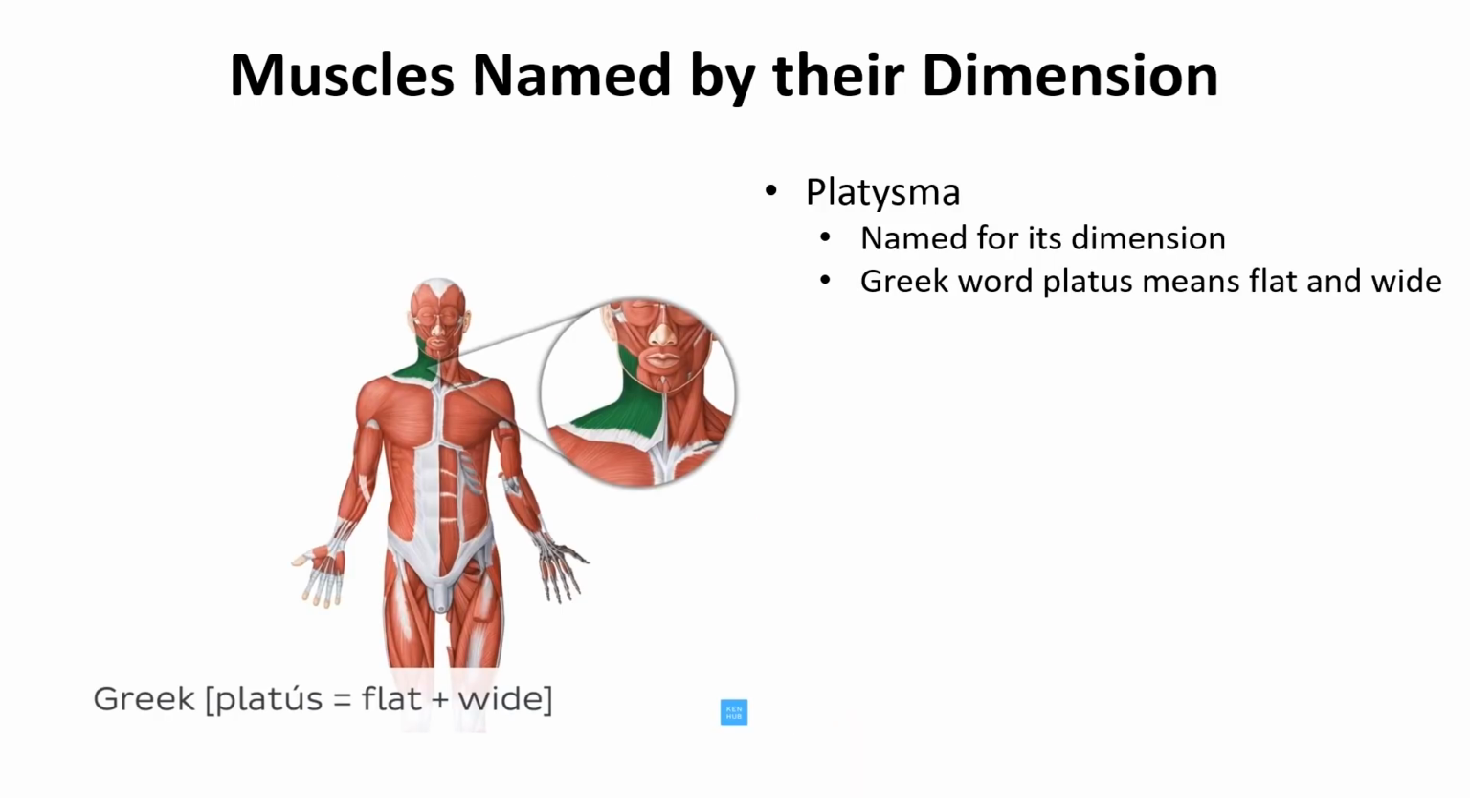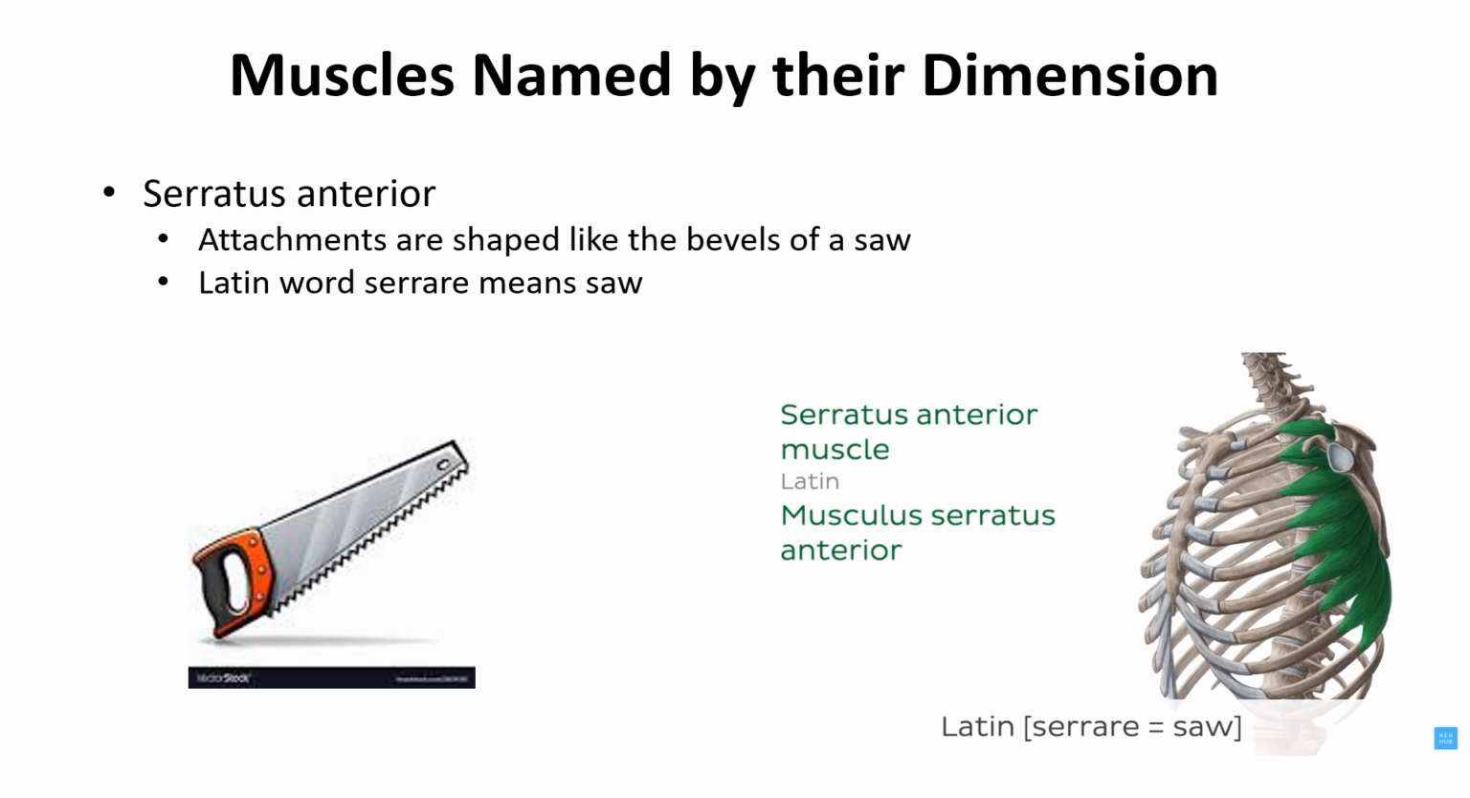Platysma is the most superficial muscle in the neck and is named by its dimension. This name comes from the Greek word plateus, which means flat and wide. Another muscle named by its dimension is the serratus anterior muscle that is located in the thoracic cage. Serratus comes from the Latin word serrare, which means saw.